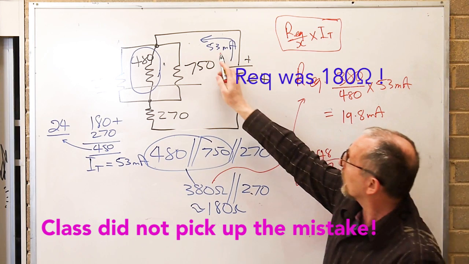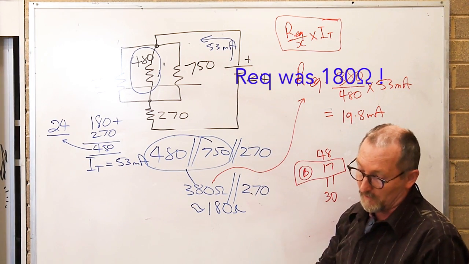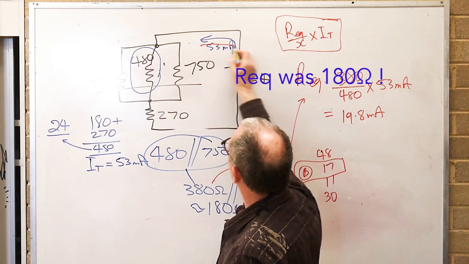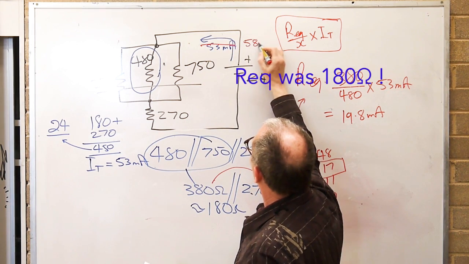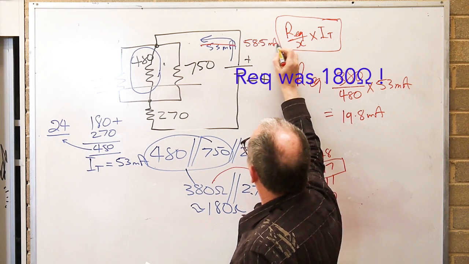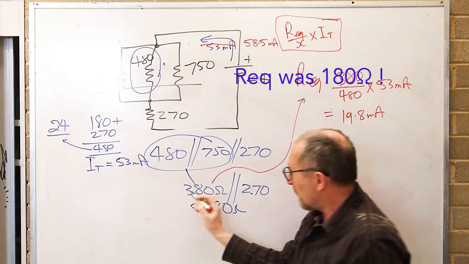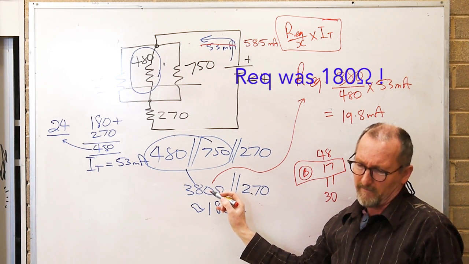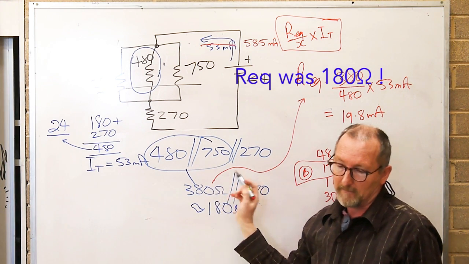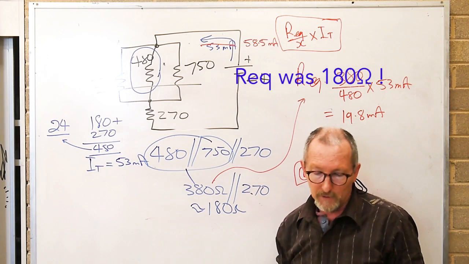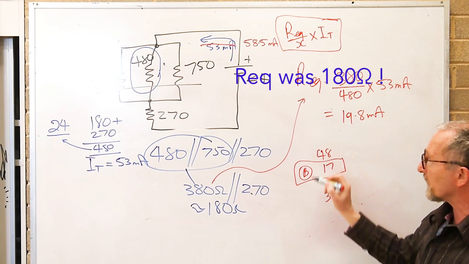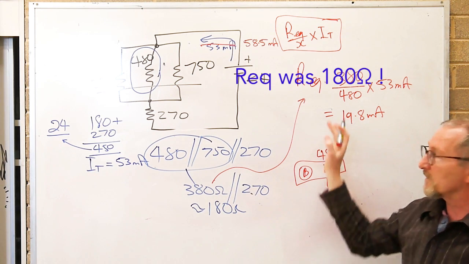Once I go and look at the calculator and do the working out more correctly, I find that I haven't got 53 milliamps. In fact, I should have been working with around about 58.5 milliamps. My 380 would have been slightly wrong. I think it worked out to more like 410, something like that. So I was out by a little bit, but enough to get me into the ballpark for a multiple choice answer. Are there any questions about doing that?